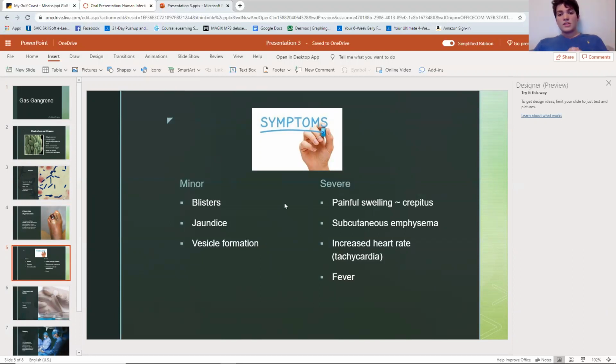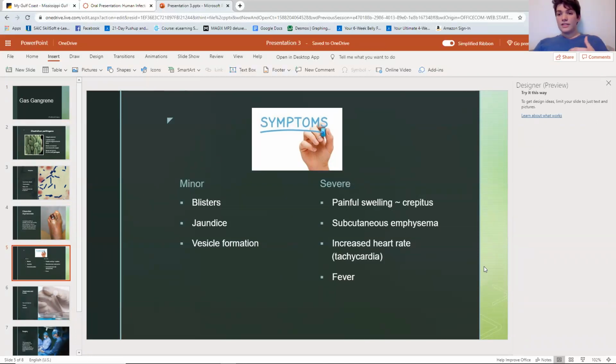Now, some more severe symptoms could be painful swelling and subcutaneous emphysema. Now, that's when air or gas, oxygen, gets underneath your skin and bubbles up. This can cause that crackling or popping sound, which is associated with gas gangrene, and it's essentially crepitus.